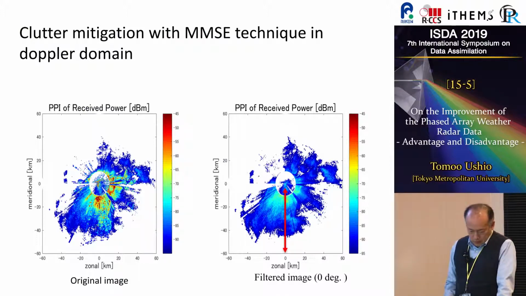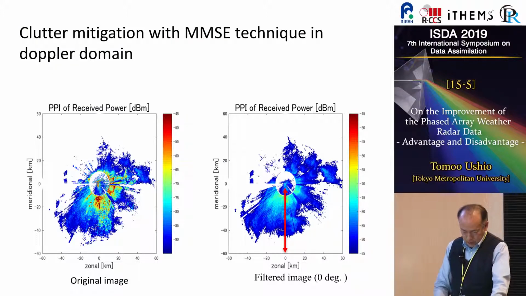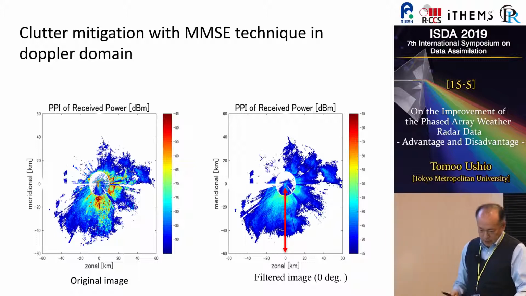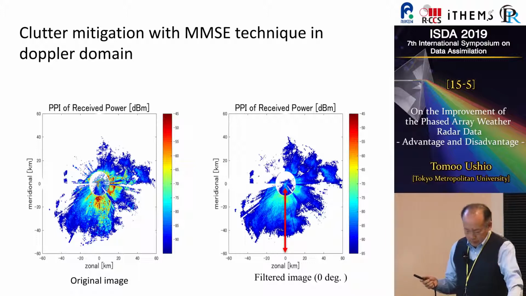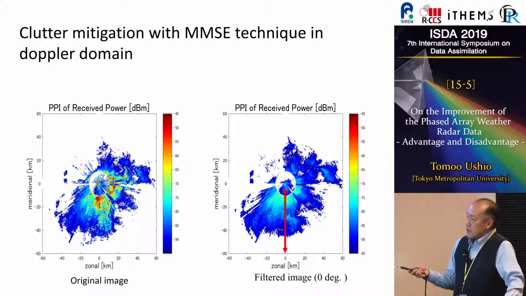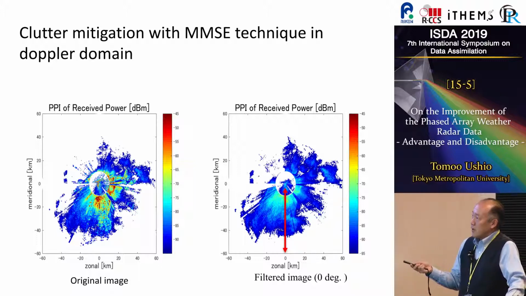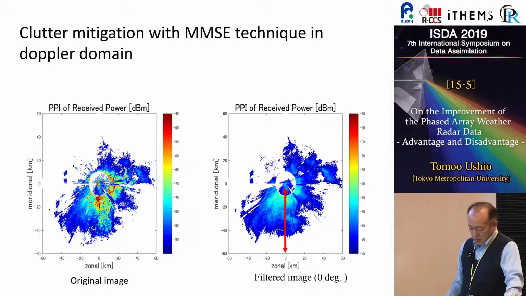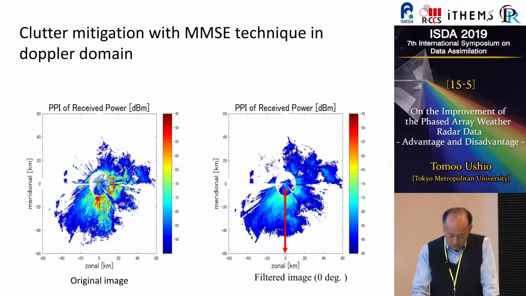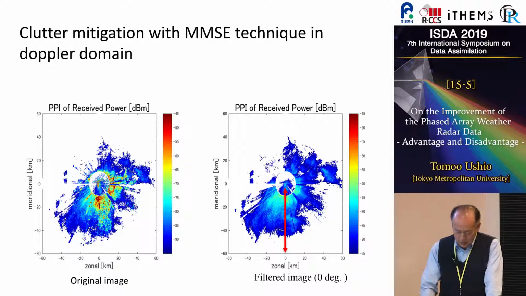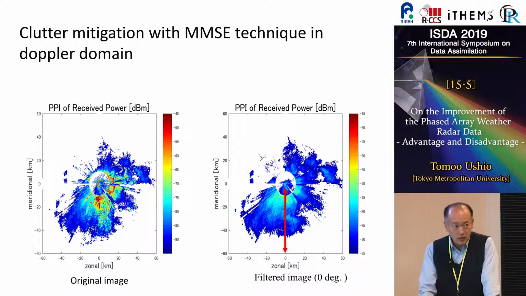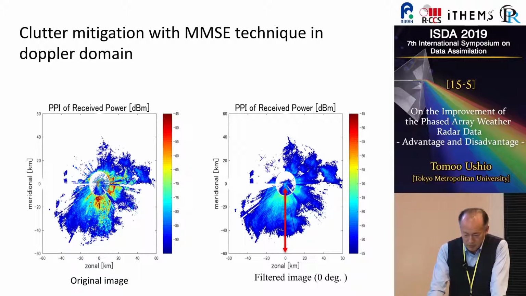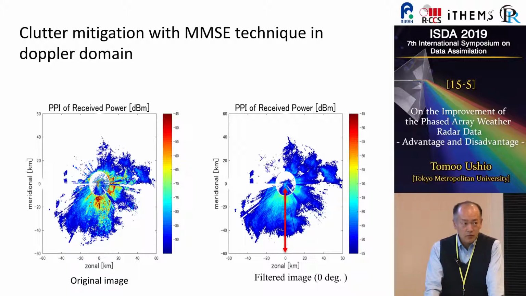This method can also be applied to the Doppler processing in the phased array radar system. If you apply this, even at the elevation angle of 0, all the strong ground clutter was cancelled. That means the phased array radar system does not have any contamination from ground clutter. In that sense, the phased array radar system is superior to conventional parabolic type radars.